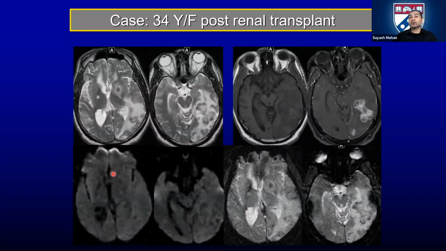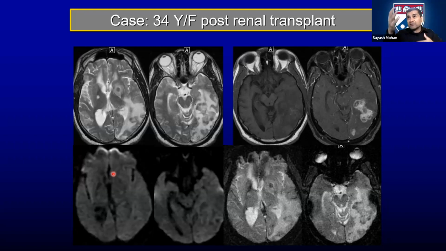When they are so immune compromised, in these toxoplasma abscesses the pus is not viscous enough. The pus is actually very watery because these patients are not able to mount an immune response, which is why the diffusion becomes negative. The other point is that in these toxoplasma abscesses, some lesions might restrict, some may not restrict.